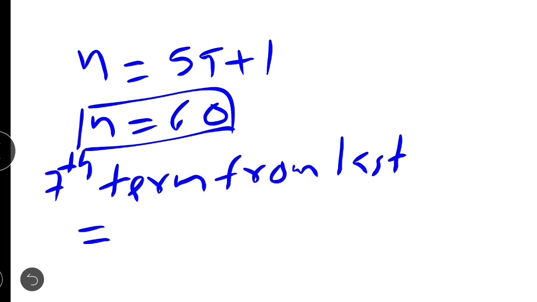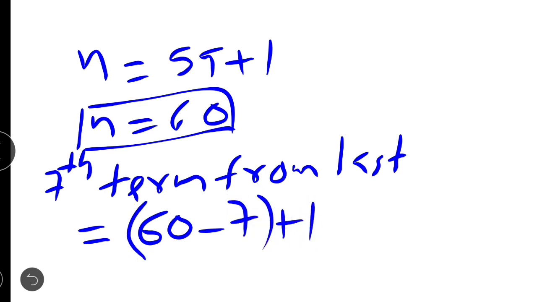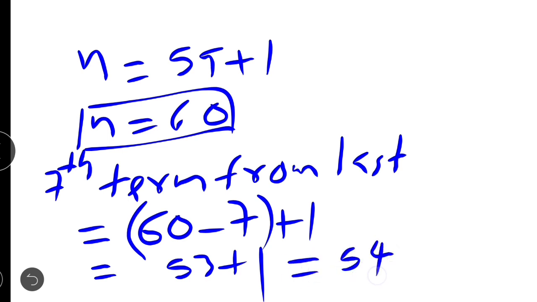So let's find the seventh term from the last. To find this answer, take the total number of terms 60 minus the required term 7 and add 1. So 60 minus 7 is 53, plus 1 equals 54. The 54th term from the beginning is the 7th term from the last.